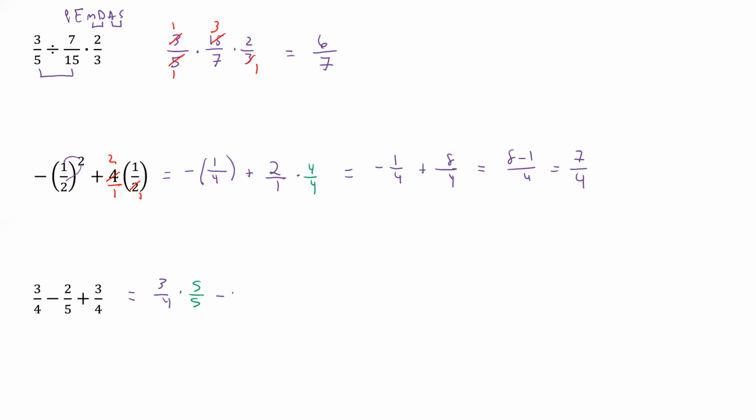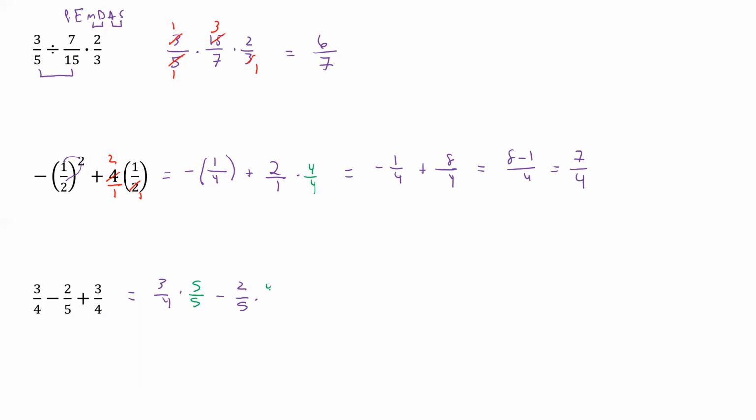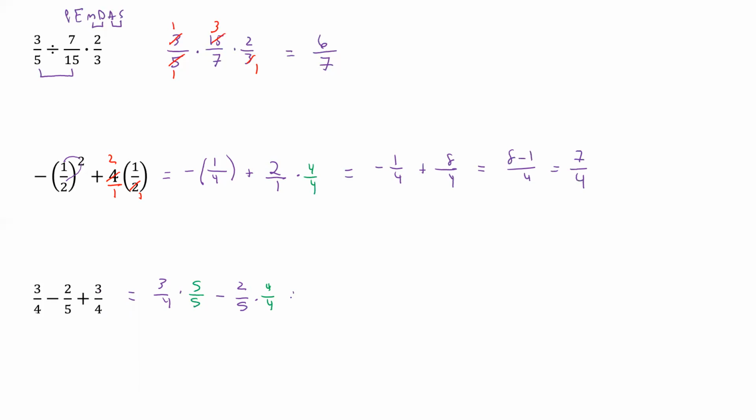And then we have minus 2 over 5 times, well, what are we multiplying that one by? Well, here we're multiplying by 4 over 4. Here, now we say, okay, well, plus 3 over 4 times what? Well, now we're going to multiply by, again, the 5 over 5.